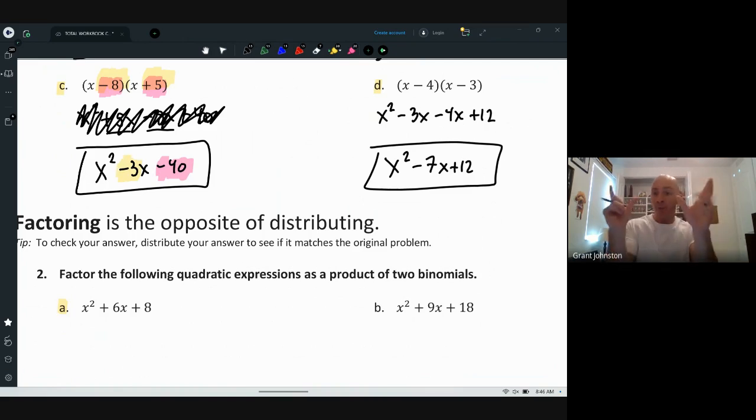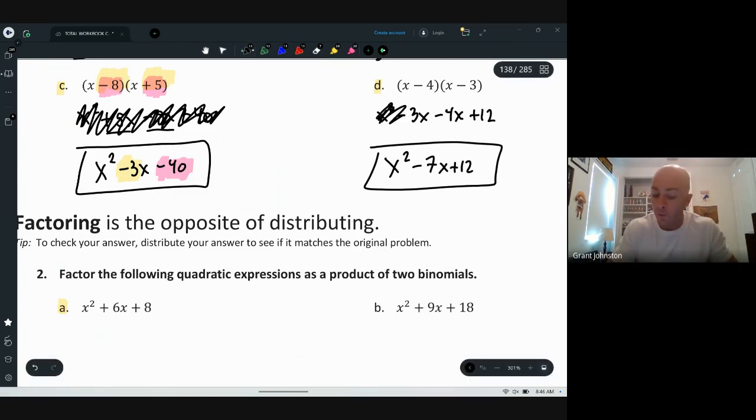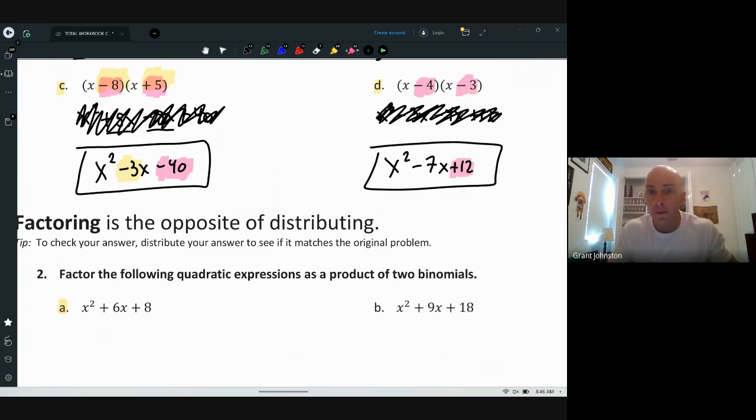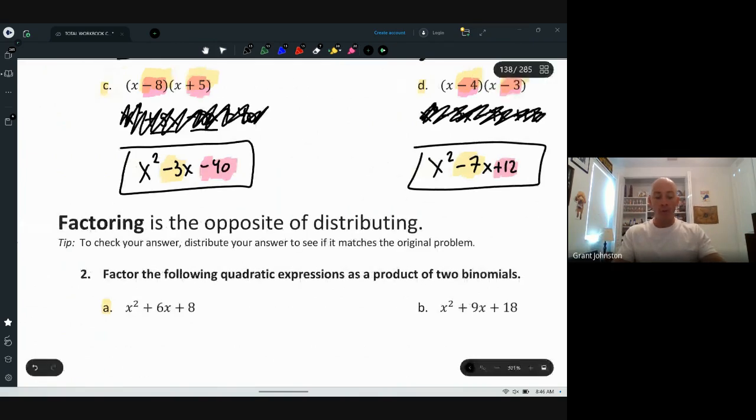Look at that relationship. Those two numbers in there determine what our distributed expression looks like. Just one more. Negative 4 times negative 3 is positive 12. And negative 4 plus negative 3 is negative 7. So that's the relationship you should be seeing. This is going to be very important as we try to reverse this distributing and try to factor. So let's jump into it.